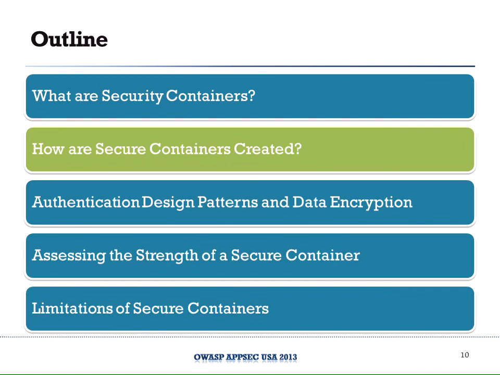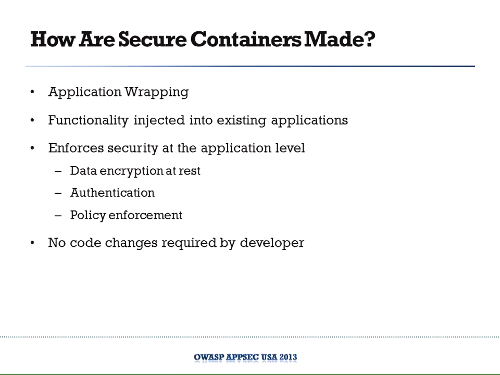So let's get a little more technical and figure out how these containers actually work. They leverage a concept called application wrapping. You have an existing app that a developer has already created, and I want to wrap it and make it more secure. So it's going to inject new functionality into an existing application. This new functionality is used to add data encryption at rest, add authentication, and enforce any other policies that I want.